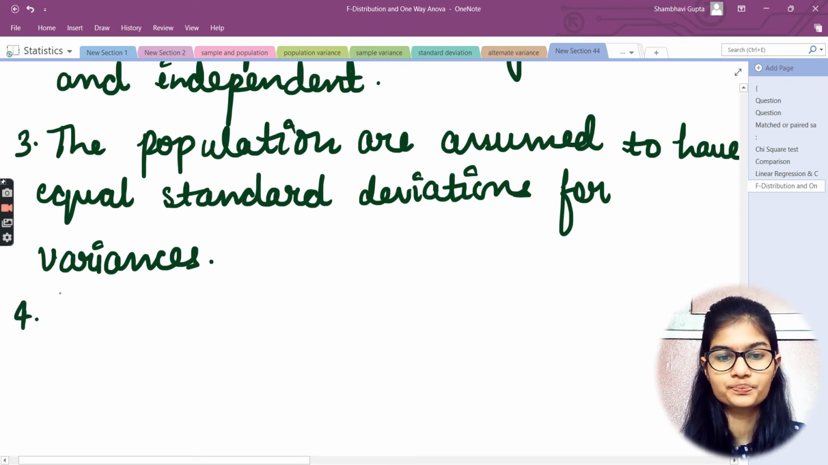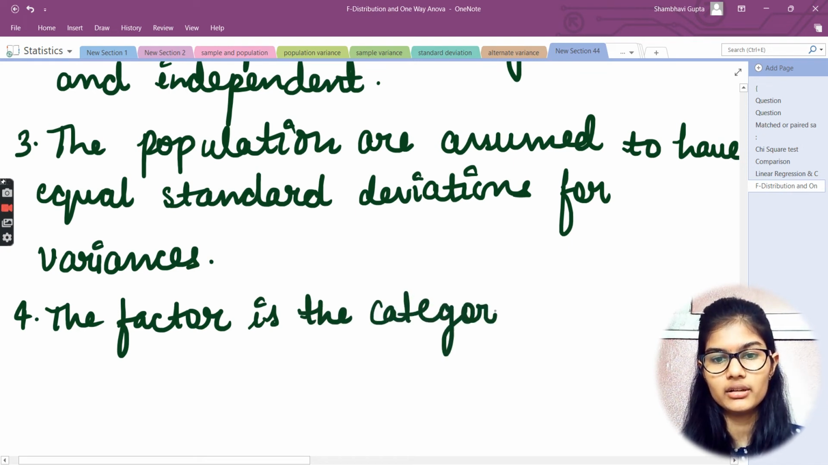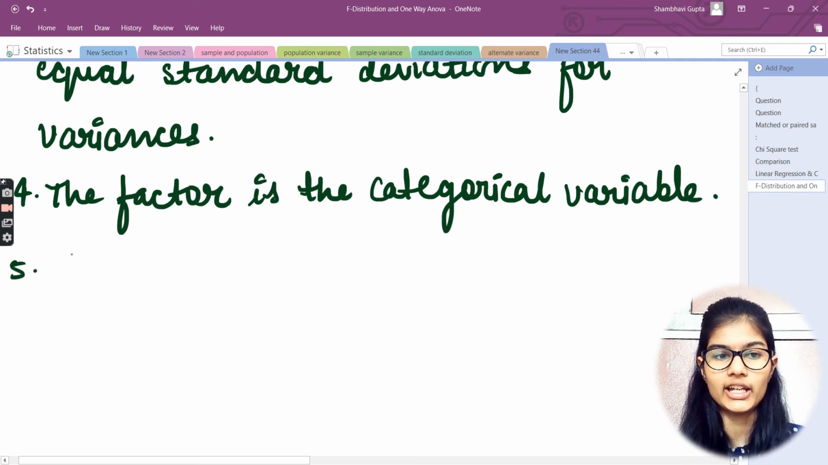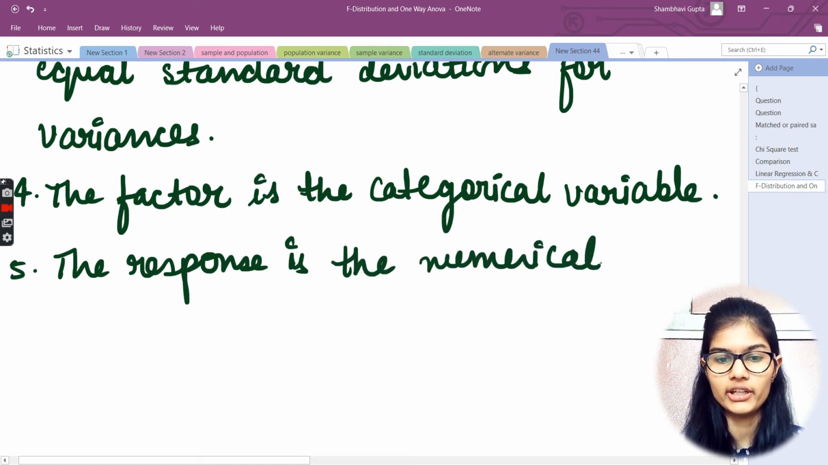Moving towards number 4, the factor is a categorical variable. One second, let me go down. So the factor is a categorical variable. So yes, this is point number 4. And the next point that we have, point number 5, is that the response is a numerical variable. So here we go with the variable.